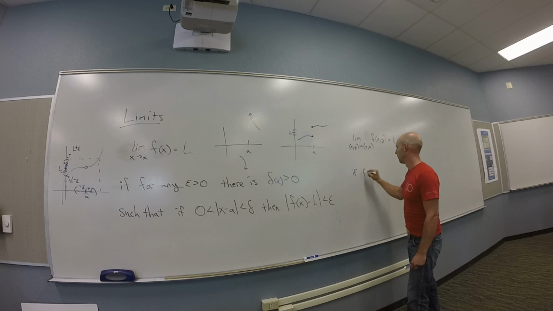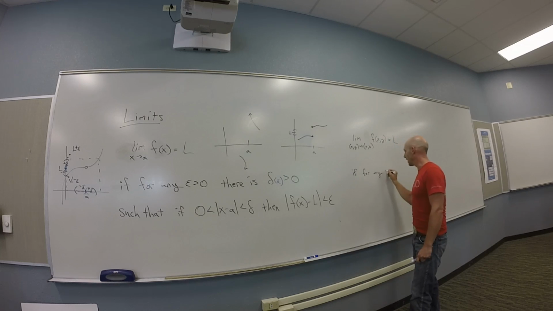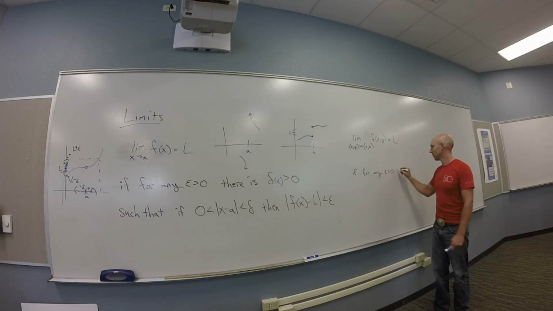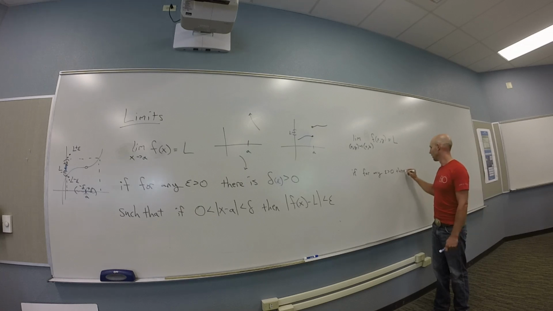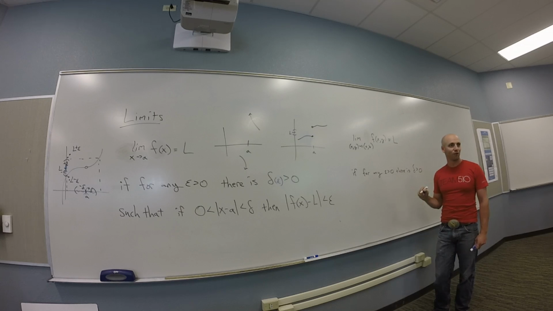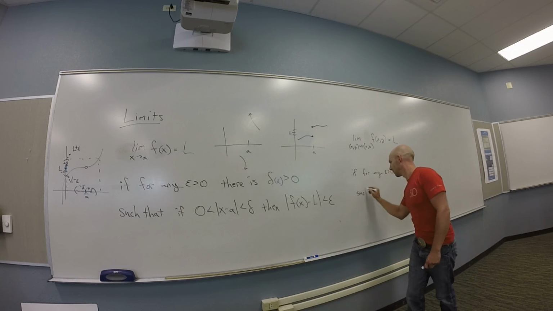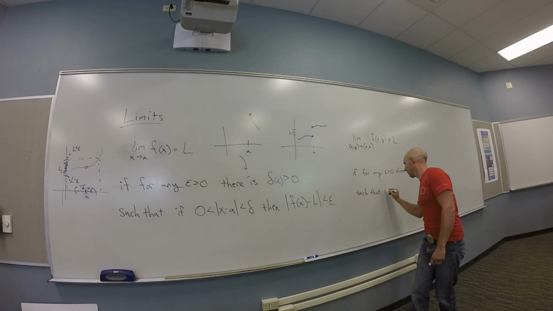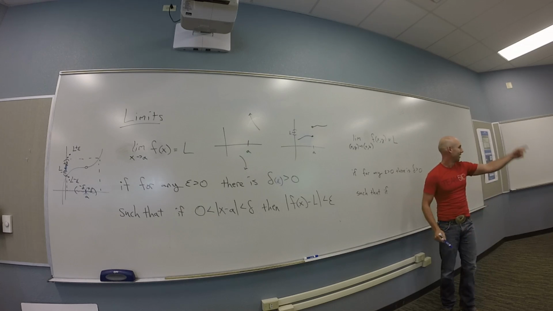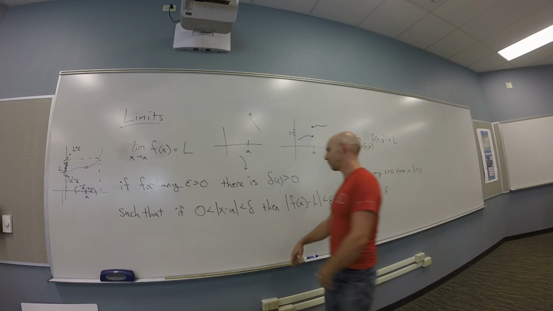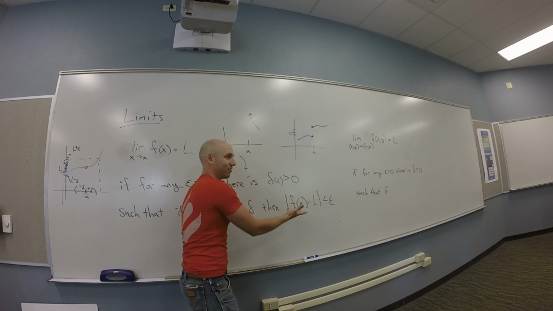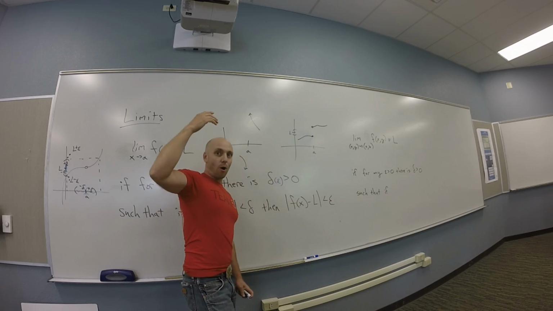If for any epsilon bigger than 0, for any error, there is a delta bigger than 0. What's the only difference I'm going to make here? Such that if you make that bottom thing, but also one for y's, and then that at the end. You guys see that? So it's just two different x minus a and then y minus b.